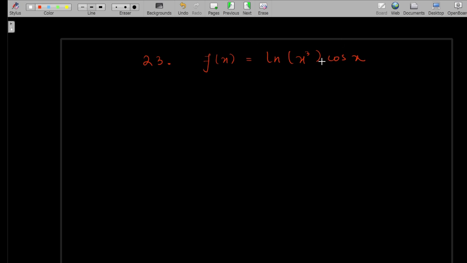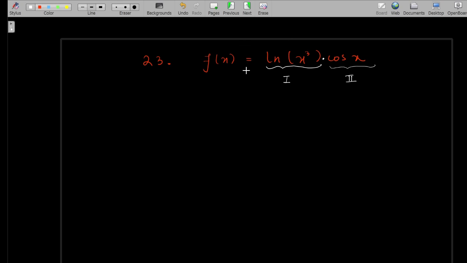Here, this is actually a product of two functions. This is the first function, this is a composition, and this is another function. This is actually multiplied. The dot is not given in the question. You will have to identify this by yourself by looking at the question, that this is actually the product of two functions. This is your first function, ln x cube, and this is the second function, cosine of x.